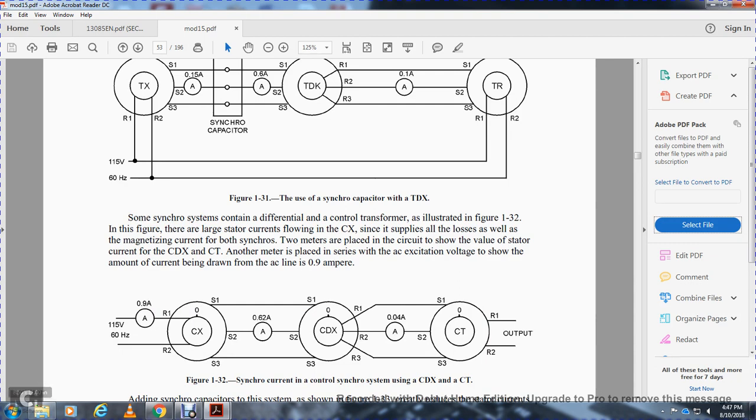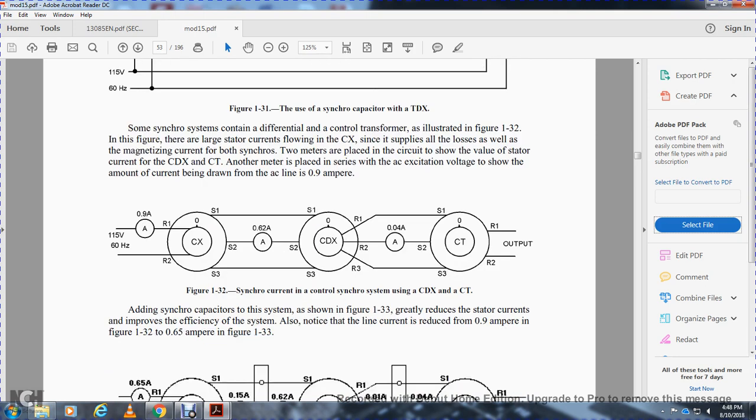0.9 amperes at rotor 1 at 60 hertz and rotor 2 of the control transmitter, with stator 1, stator 2 and stator 3. From the control transmitter to the control differential transmitter, stator 2 has 0.62 amps. Control differential transmitter rotor 1, rotor 2, and rotor 3 go to stator 1, stator 2, and stator 3 of the control transformer. The rotor 1 and 2 from the control differential transmitter to the control transformer is 0.4 amps. Rotor 1 and rotor 2 are the output of the control transformer.